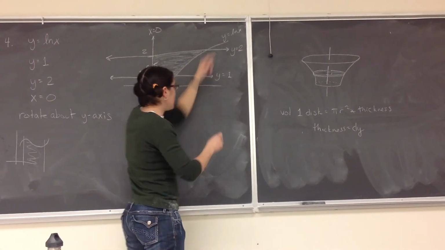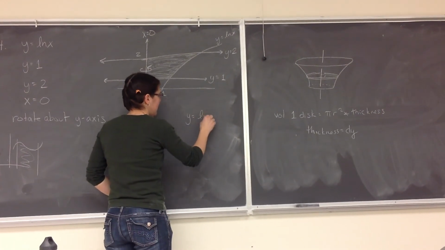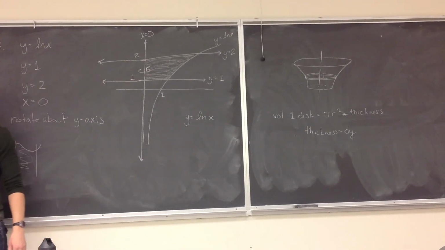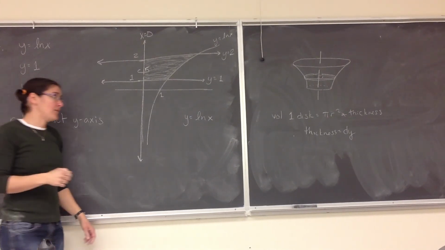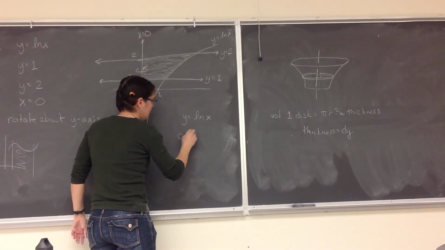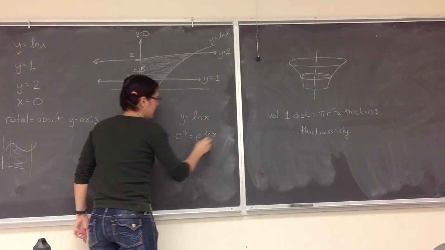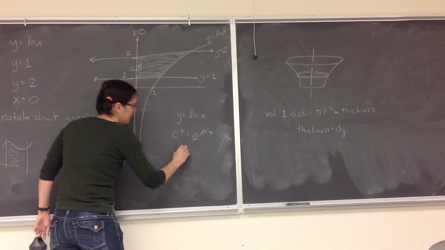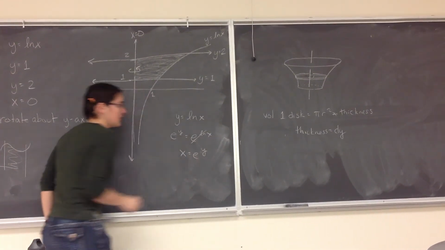So, for example, y equals natural log of x. I need to solve that equation for x. So I'm going to have to hit both sides with e, so I've got e to the y is e to the natural log of x. The e and the natural log cancel, and leaves me with x is equal to e to the y.